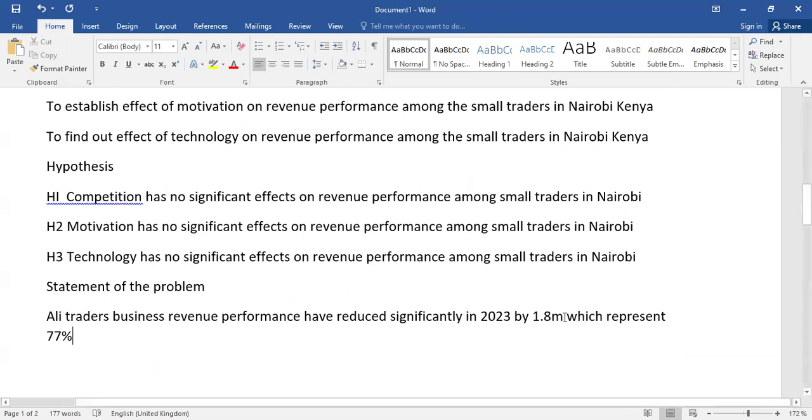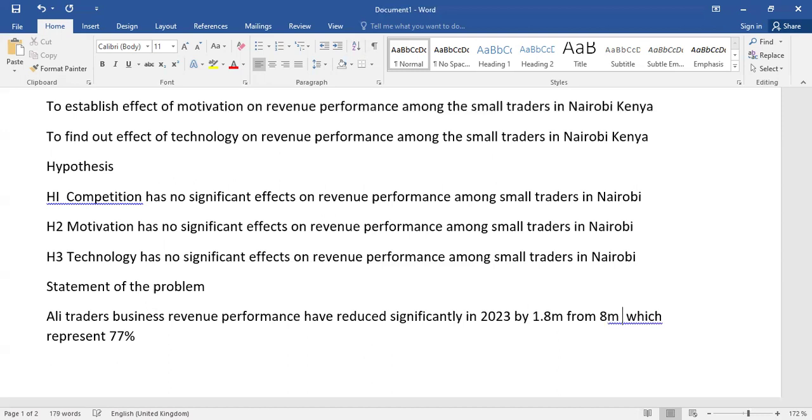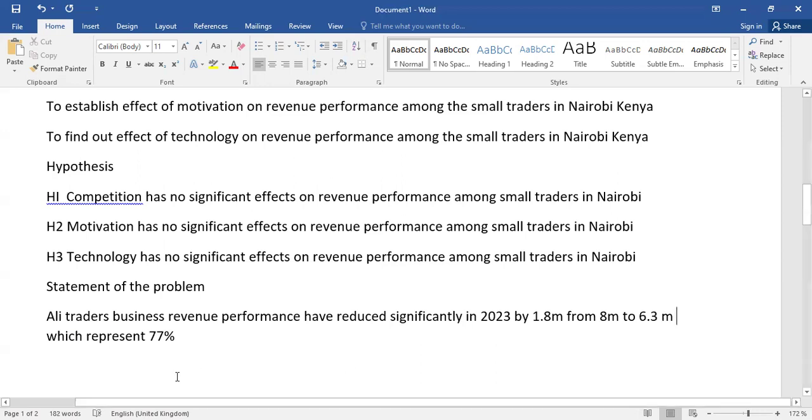In fact, you can just say from 8 million to 6.3 million, which represents 77%. And this is significant.